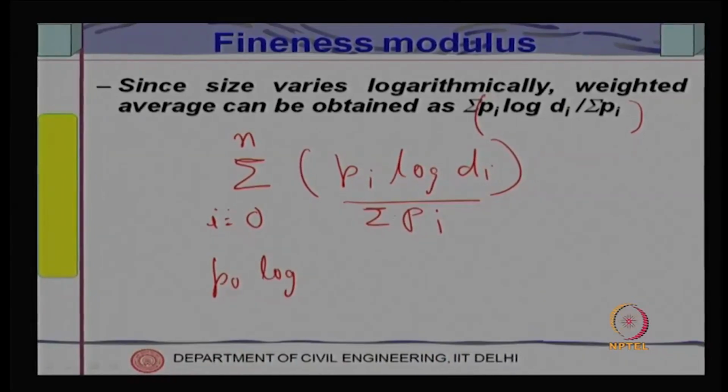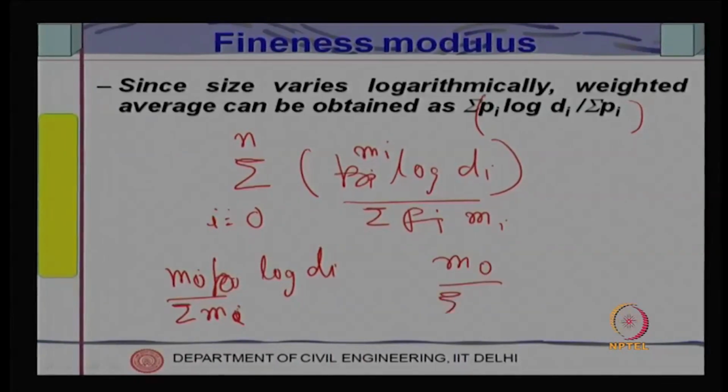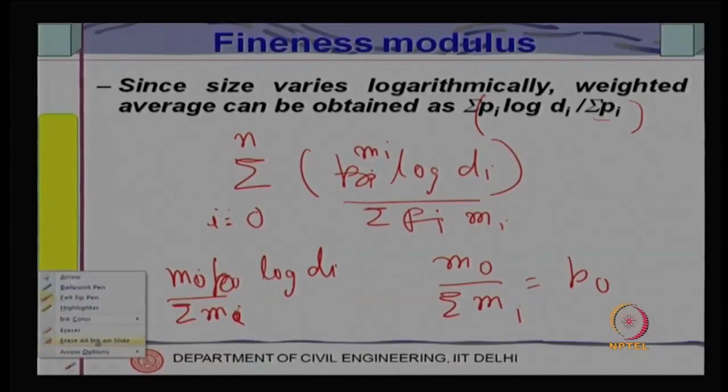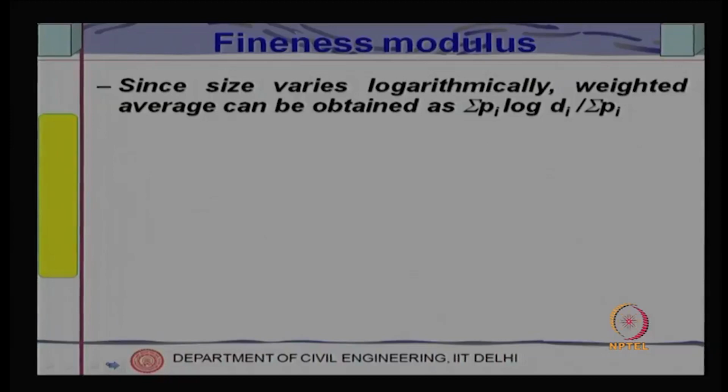log d i, the mass, this could be even mass. You can talk in terms of mass, instead of P, if I talk of mi, this will also do, because m0 divided by sigma mi is equal to P0. So, this could be m, but otherwise one can have sigma Pi also, this is correct, no problem, because this will always be equal to 1. So, this is the weighted average.